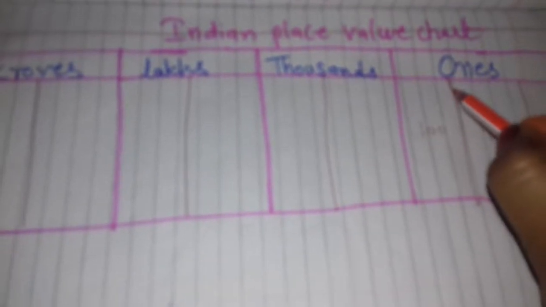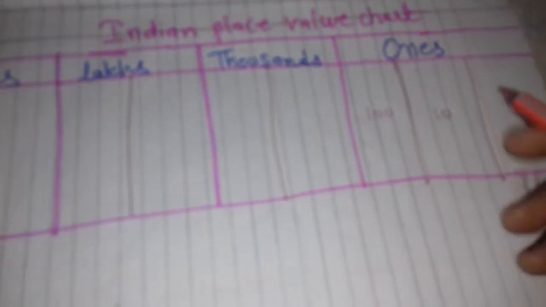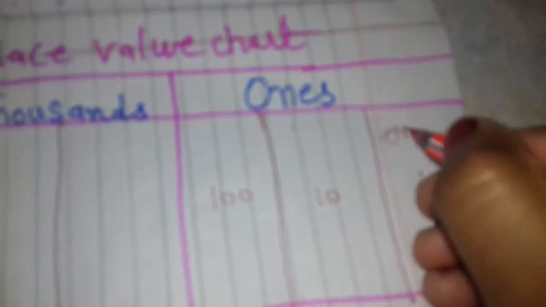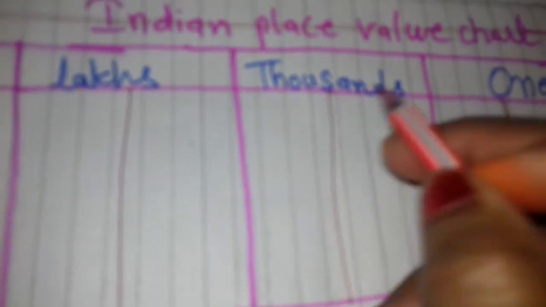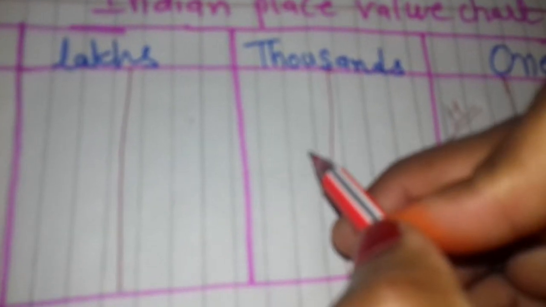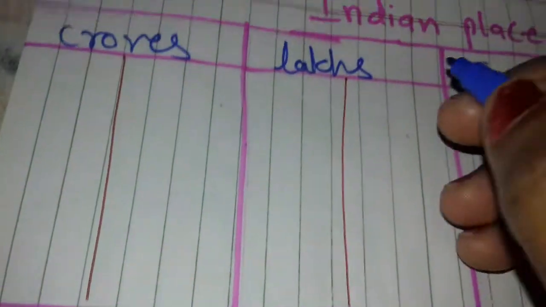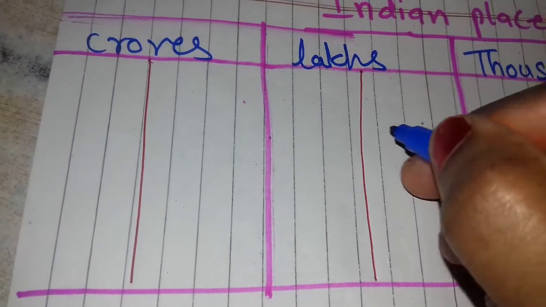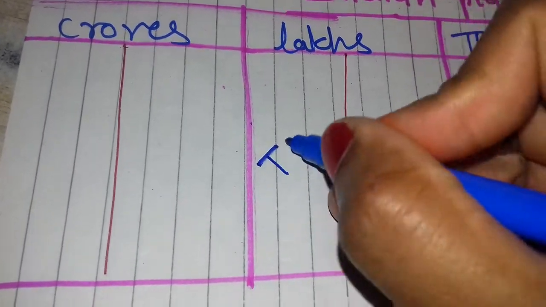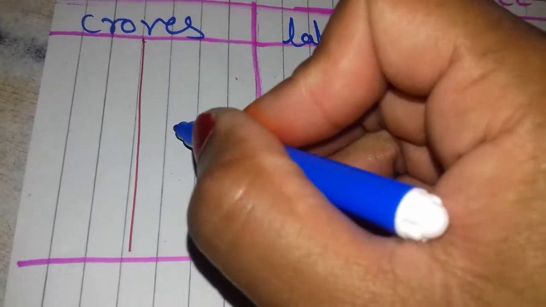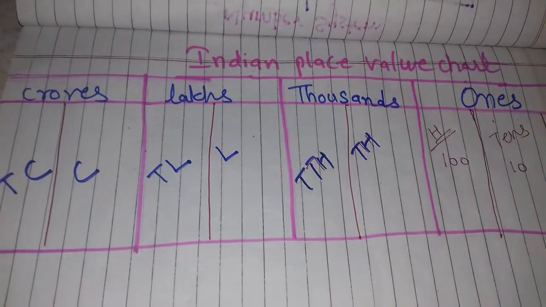In the ones period there are three places: ones, tens and hundred. The next period is thousand, which has only two places: thousand and 10,000. Lakh has two places: lakh and 10 lakh, and in crore also two places: crore and 10 crore. So this is the Indian place value chart.